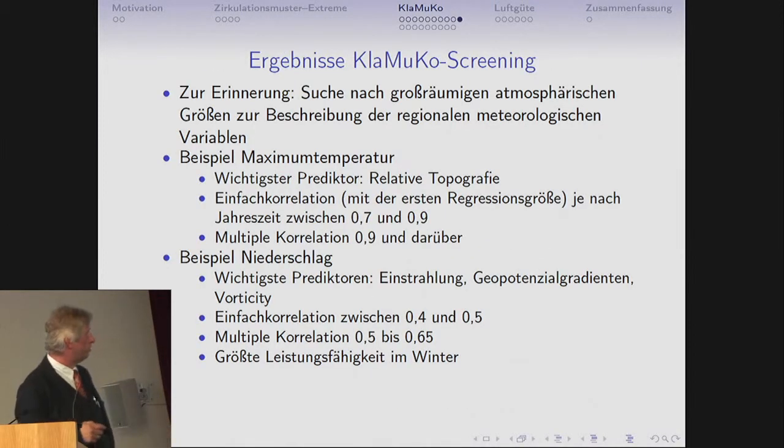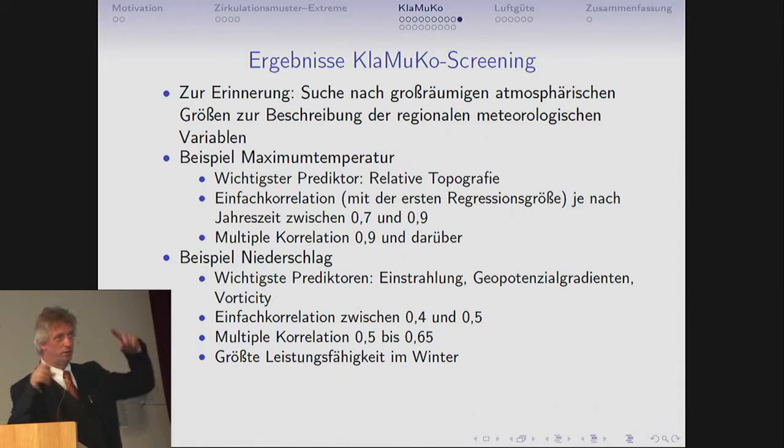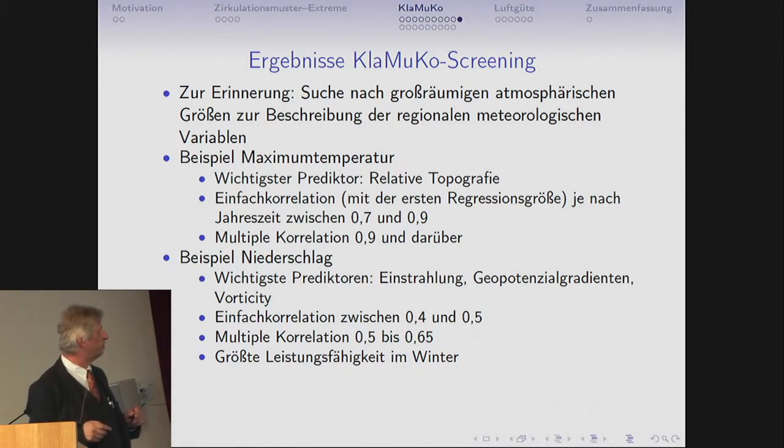So, was wir gemacht haben: we were looking for parameters that come from the large-scale atmospheric values and we try to describe regional meteorological variables with them. So for example, for the maximum temperature, for example the relative topography, you can use the simple correlation, then it is 0.7 to 0.9 depending on the season, and when we use all four of them, the multiple correlation, then it's 0.9 or higher.